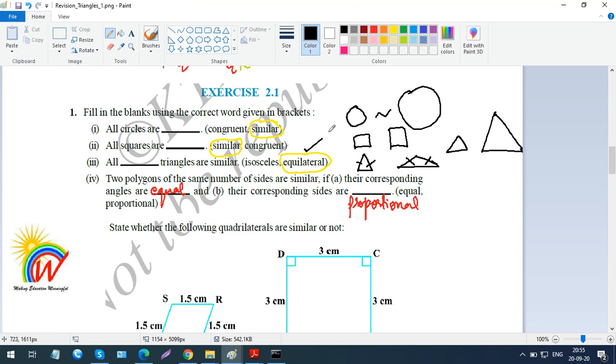Now, two polygons, let it be not only triangles, let it be anything of the same number of sides, are similar if their corresponding angles are equal. Angles should be equal, okay? It is not said as proportional. Angles are equal, the number of sides is supposed to be the same, and their corresponding sides are proportional. The same thing I had written for the triangle is applicable to any kind of polygon, I mean any kind of figure.